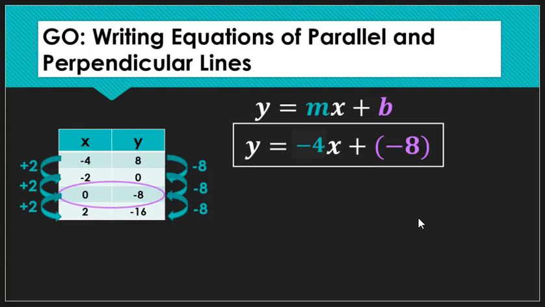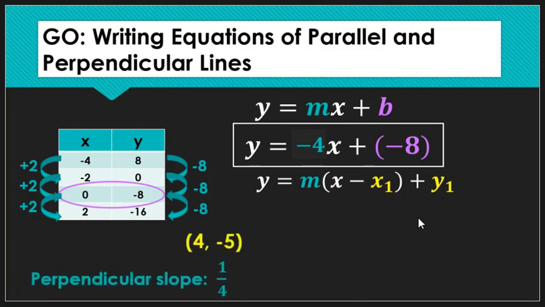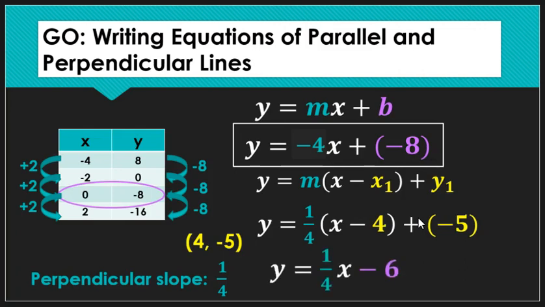Now we want to find an equation of a line that is perpendicular and passes through the point (4, -5). So we'll use our point-slope form of a linear equation. And we have our point (4, -5), and our perpendicular slope, which will be positive 1 over 4. We just have to substitute in these values, and we have an equation that's written in point-slope form. If we want our equation in slope-intercept form, we just have to simplify. To simplify this, you just need to use the distributive property and then combine like terms. And we have y equals 1/4 x minus 6.